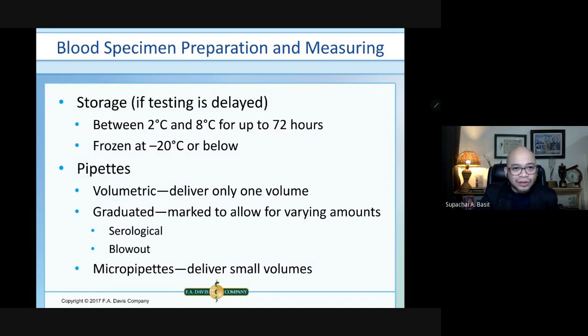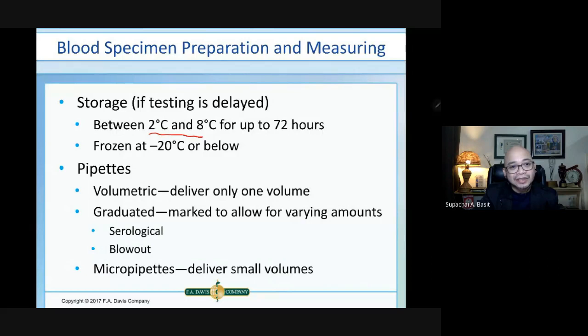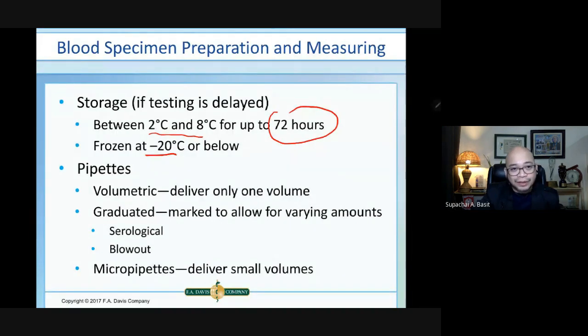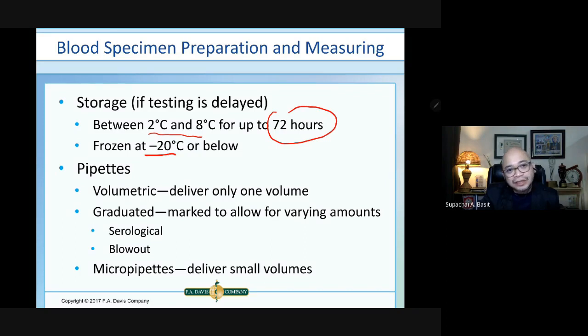The ideal storage if testing is delayed is between 2 to 8 degrees centigrade for up to 72 hours. If testing is delayed for more than 3 days, it is ideal that you freeze the serum sample at negative 20 degrees centigrade or below. This is for long-term storage.